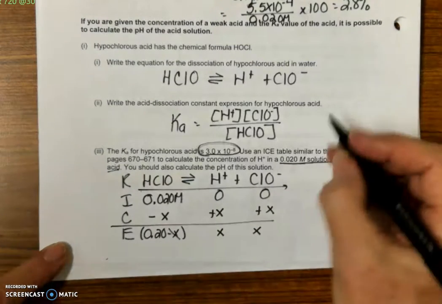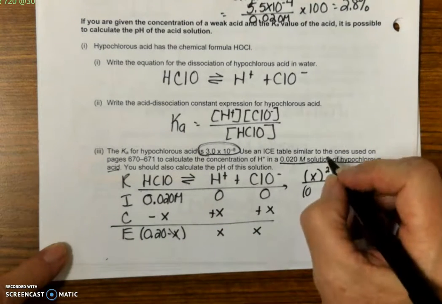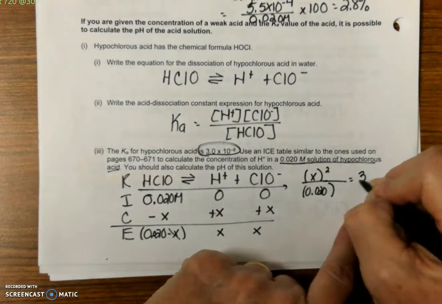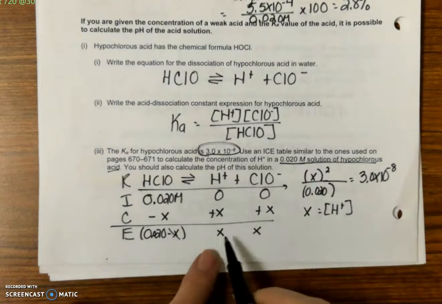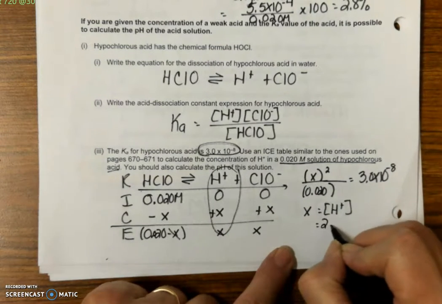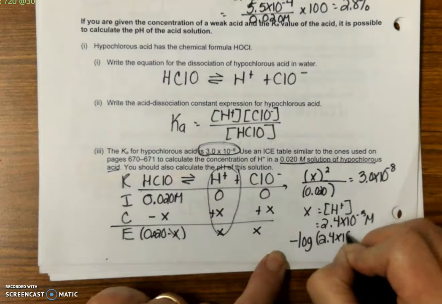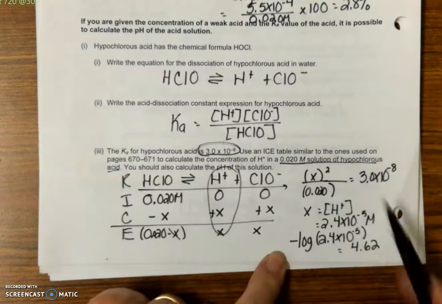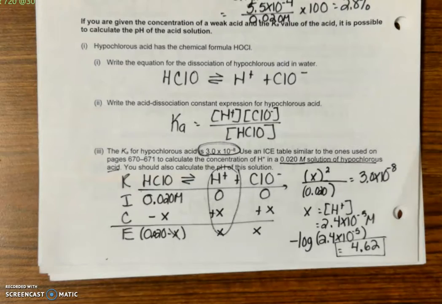So I'm going to use the same concept, looking at that small value. When I plug this in, I'm going to assume that X, sorry, this should be 0.2, apologize for that. 0.2 minus X is approximately 0.2, and I'm going to set X squared over 0.2 equal to 3.0 times 10 to the minus 8. If I solve for X, which is also the hydrogen ion concentration, isn't that what I'm looking for? If I want the pH, that's what I'm looking for. X is equal to 2.4 times 10 to the minus 5 molar. The negative log of 2.4 times 10 to the minus 5 is equal to 4.62. Remember, I've got two significant figures in my data here, so I'm going to go two past the decimal point, and that's going to be my pH.